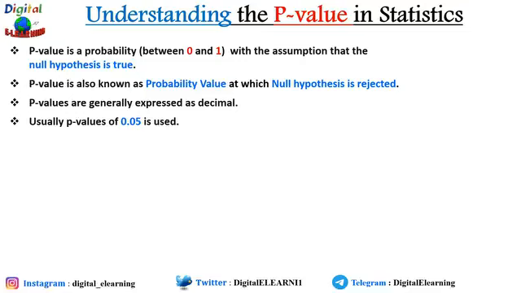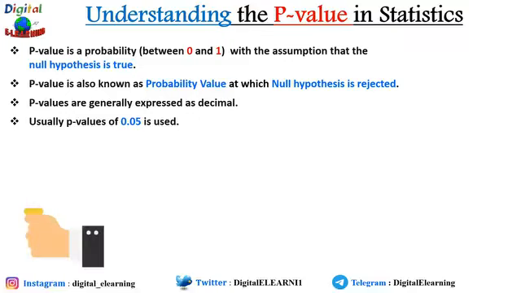On the other hand, a larger p-value, say for example 0.9, means that your result has a 90% probability of being completely random and not due to anything in your experiment. Therefore, the smaller the p-value, the more significant your result would be.